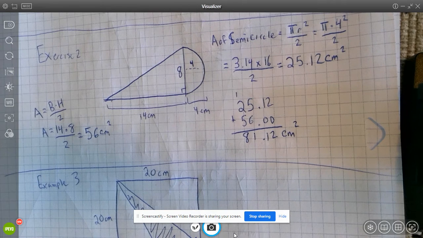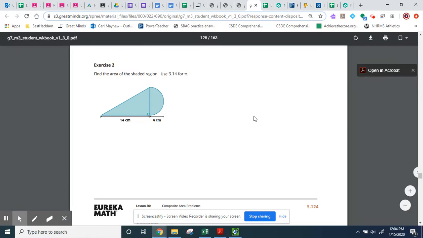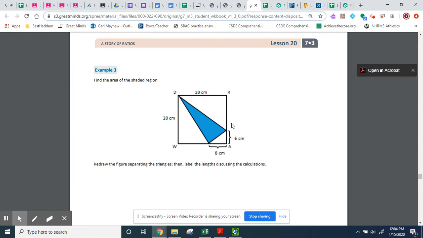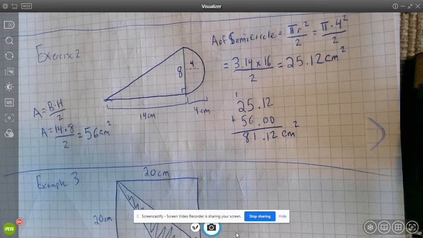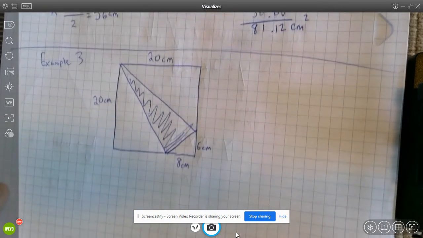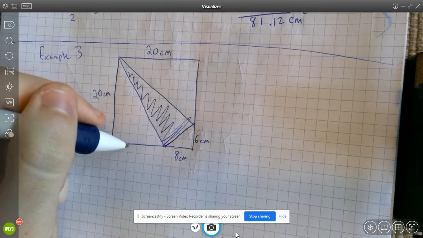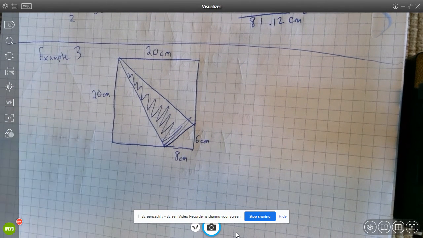So there's one more problem that I wanted to talk about today, and it is this problem a little bit further in your book, example 3. So with a problem like this, we're still trying to find the area of the shaded region. It says redraw the figure separating the triangles, then label the lengths, discussing the calculations. Well, I redrew the shape. I'm not actually going to separate the triangles, but what I am going to do is label the unknown sides, the ones that aren't labeled right now.